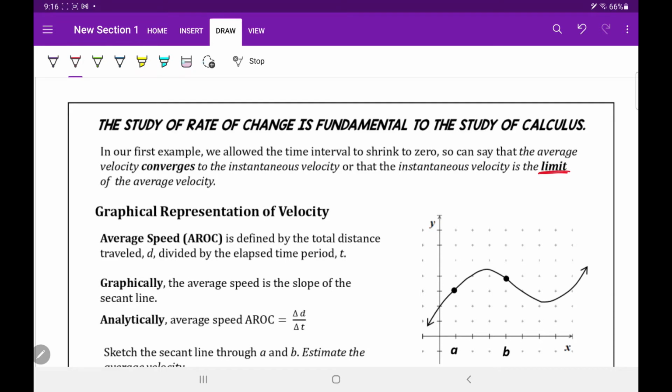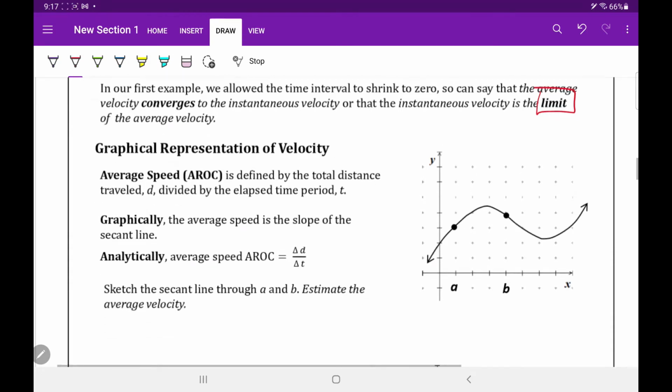This is a key word. This is like one of the top 5 words in calculus. So the instantaneous velocity is the limit of the average velocity. That might sound strange, but think about what it means. And as we're working through, it's going to become more and more clear over the next several lessons.